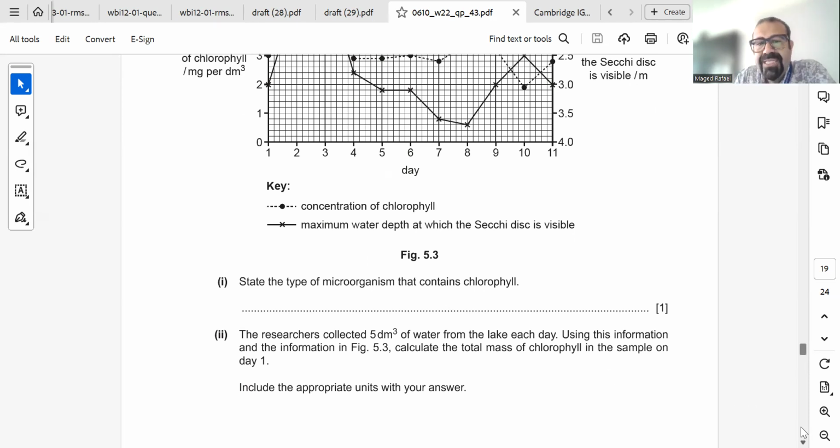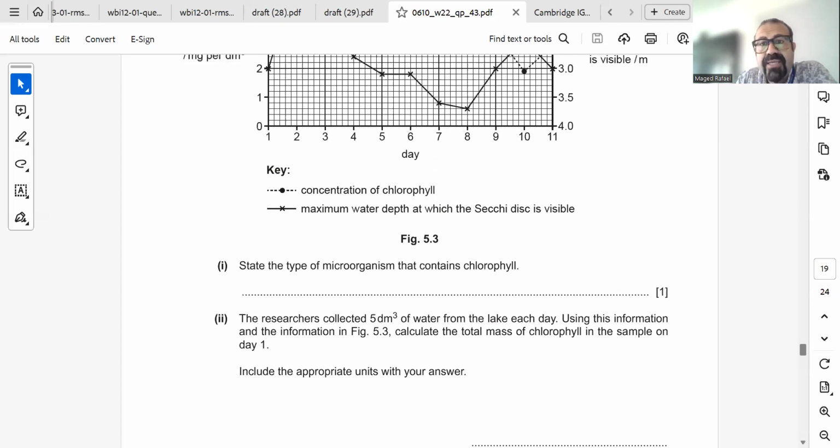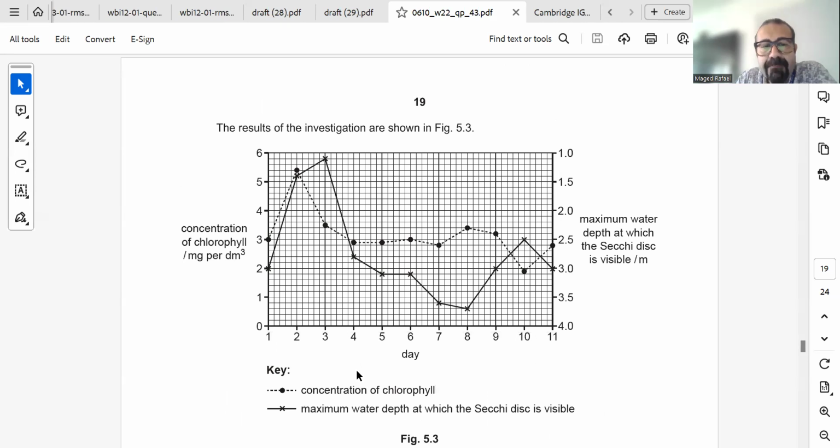In the next question, it is a kind of calculation. He's giving you a 5 decimeter cube and asking you to use the information to calculate the total mass of chlorophyll in the sample of day 1. I will go to the graph وهبص على الsample of day 1. هاخد reading of the sample at day 1 ولازم أركز يا يحيى إن أنا I'm checking the concentration of chlorophyll في right side, dotted line وفي right side.